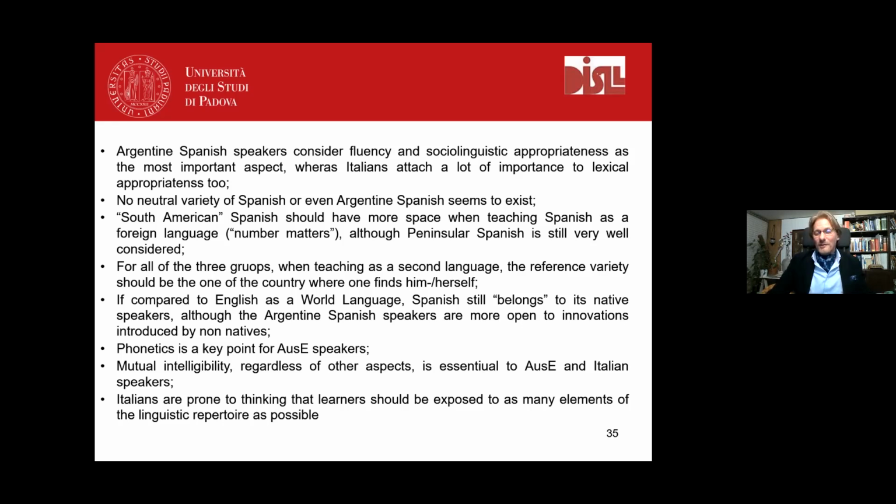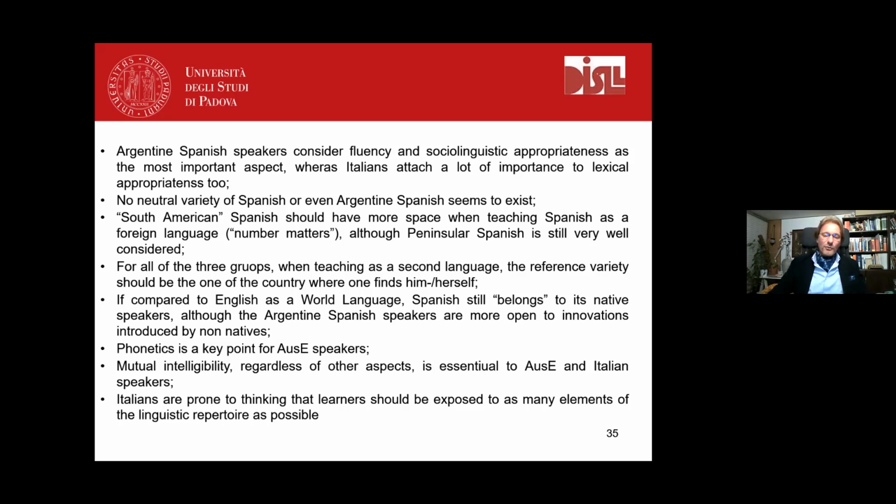Number matters. Spain may be the cradle of Spanish, but the area of the world in which Spanish is spoken more widely is definitely South America. And this is perhaps something that has become particularly popular with South American speakers of the language. For all the three groups, when teaching as a second language, the reference variety should be the one of the country where one finds him or herself.